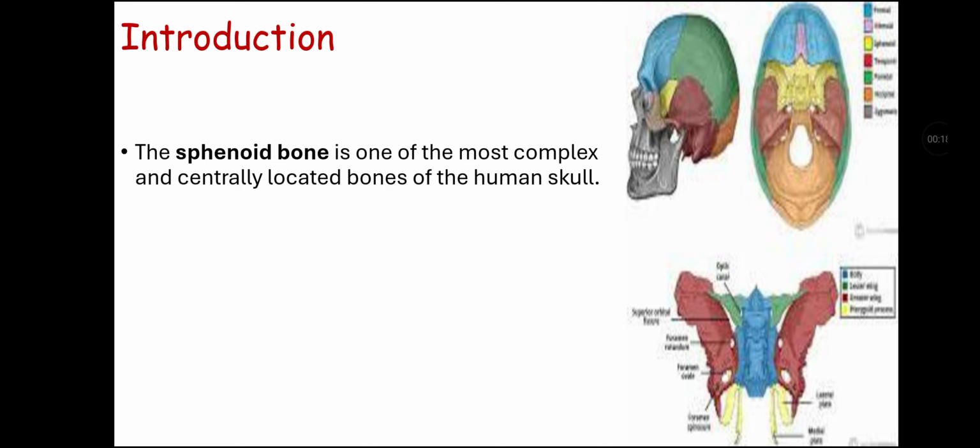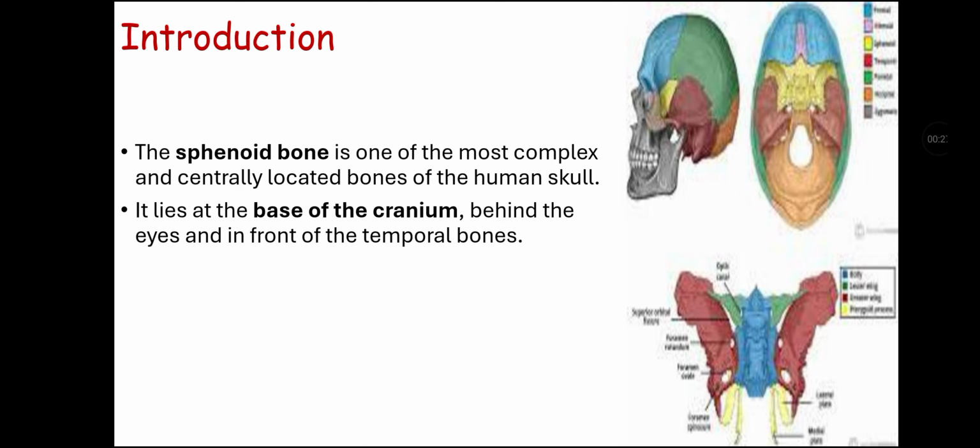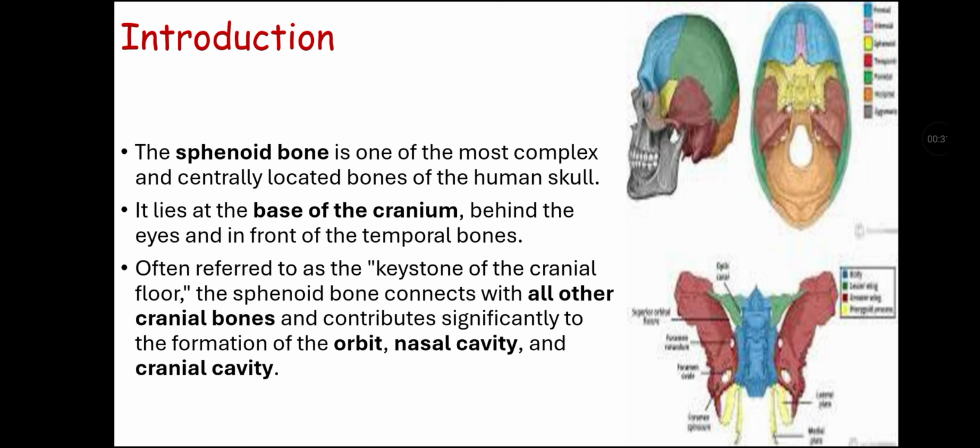The sphenoid bone is one of the most complex and centrally located bones in the human skull, as you can see in the diagram of the cranial cavity, that is the second diagram, upper second diagram. It lies at the base of the cranium, behind the eyes, and in front of the temporal bones. It is often referred to as the keystone of the cranial floor. The sphenoid bone connects with all other cranial bones and contributes significantly to the formation of the orbit, nasal cavity, and cranial cavity.